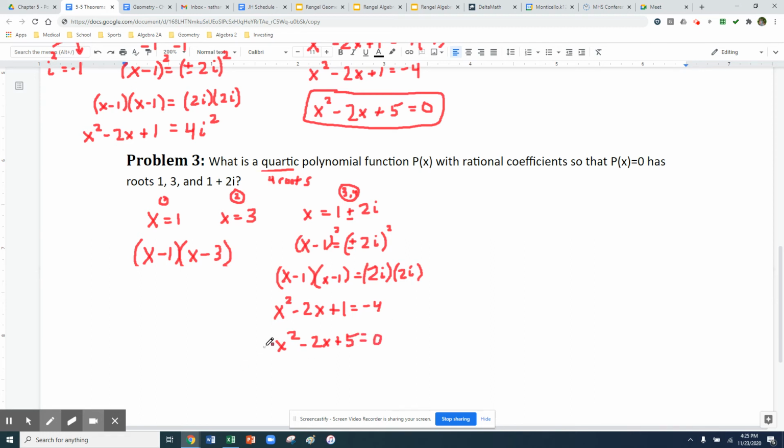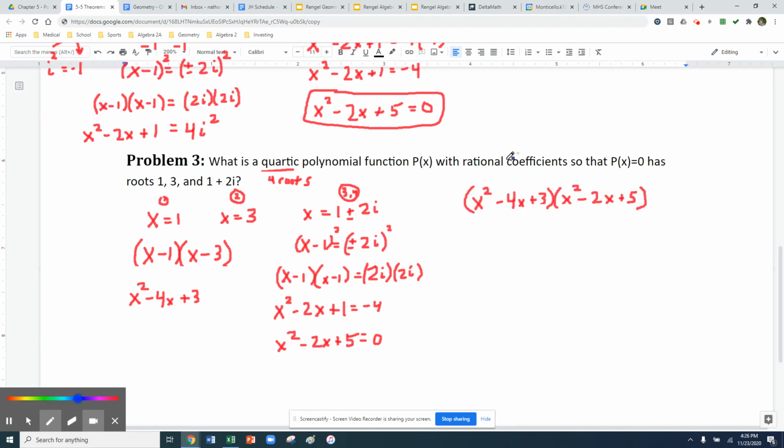So there's going to be my imaginary part. Now I've got two parts here. I've got the real part, which will FOIL out to x squared minus 4x plus 3. And then I've got this imaginary part over here. I do need to make a quartic polynomial, so now I'm going to need to multiply this trinomial x squared minus 4x plus 3 by x squared minus 2x plus 5 to get my quartic polynomial. So that's what we're going to do next.